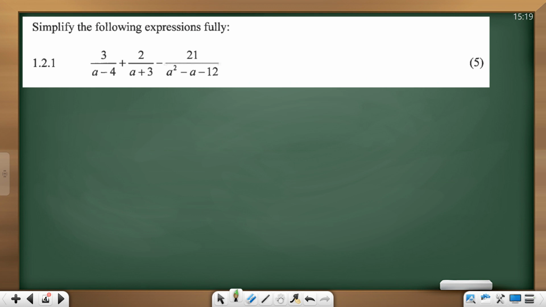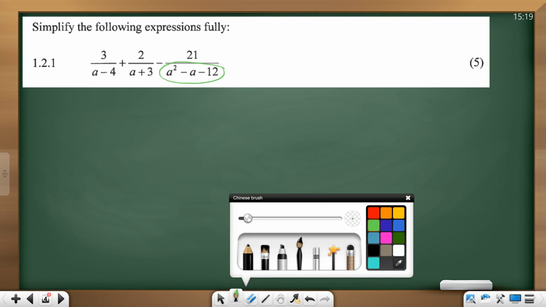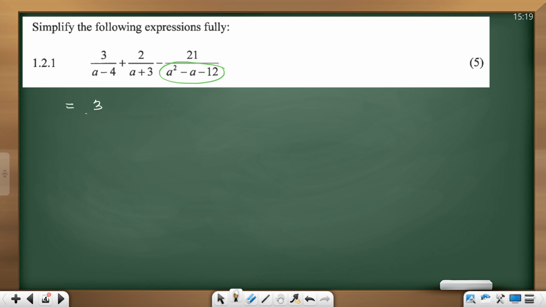Oh, look at this one. What my eyes see here is that we need to deal with this, and that's a trinomial. And every one of us must know how to deal with that. So I have 3 into bracket a minus 4 plus 2 over a plus 3 minus 21 over trinomial. It's an a there, okay, and an a in the other bracket.